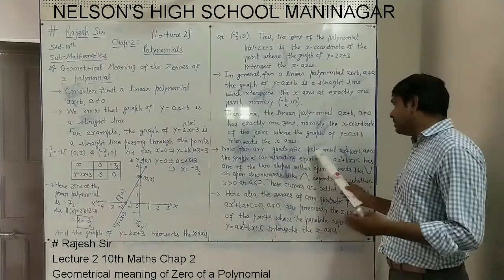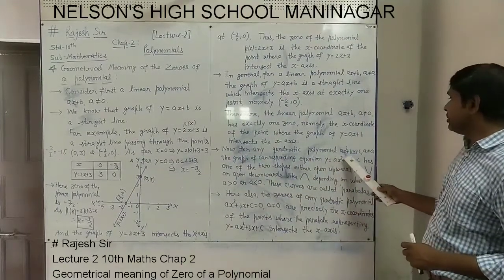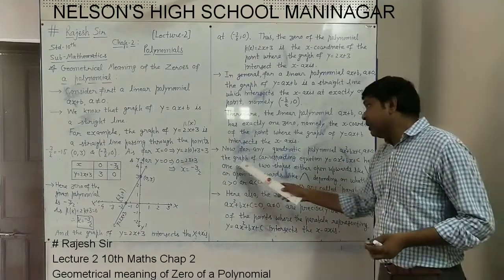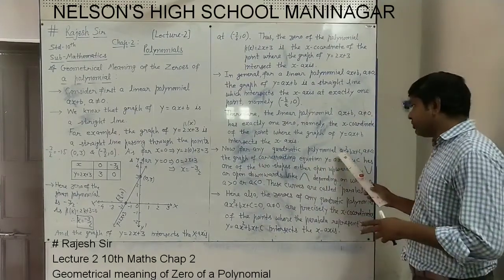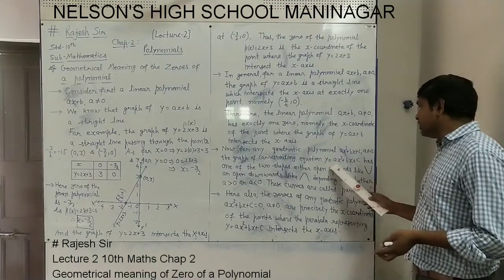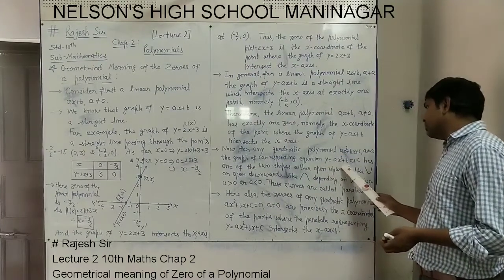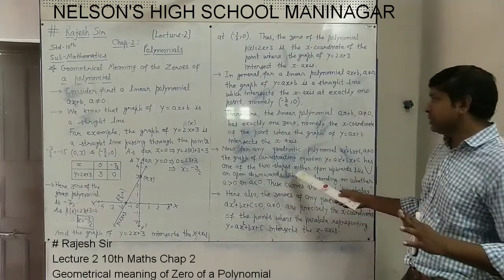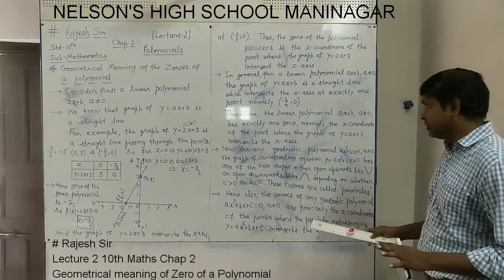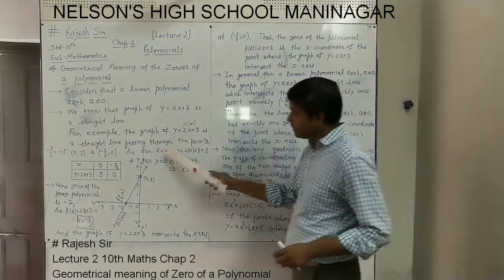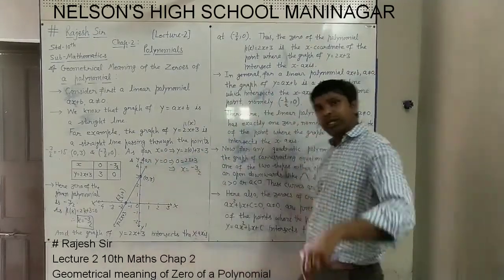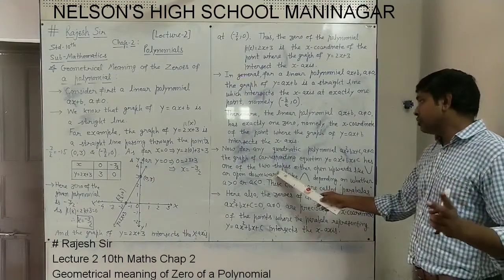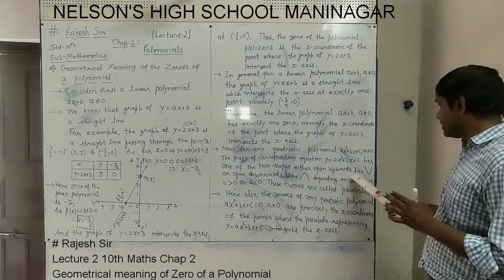Now for any quadratic polynomial, as we know, ax square plus bx plus c is the standard form, a not equal to 0. The graph of the corresponding equation, if we draw the graph of this quadratic also, y equal to ax square plus bx plus c, has one of two shapes. Like in linear, we have the shape of a straight line. In quadratic, which shape will you get? Any one of the two shapes, either open upwards.